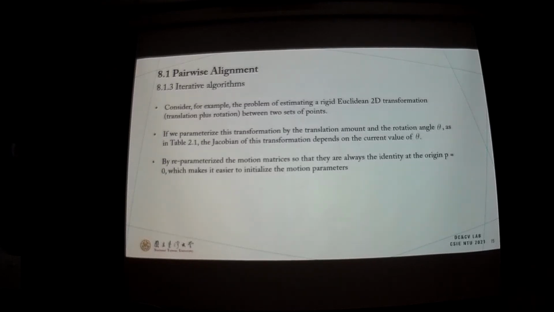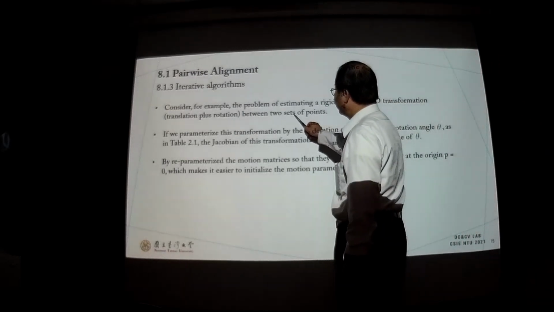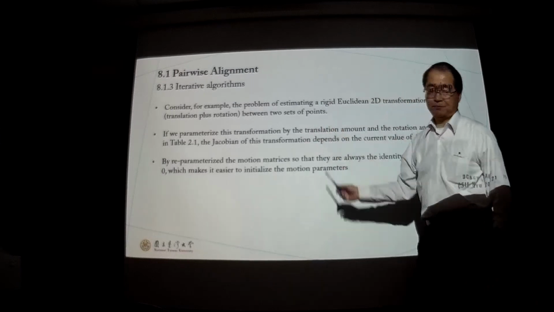So this is an example. Consider, for example, a problem of estimating a rigid Euclidean 3D transformation, translation plus rotation, between two sets of points. When you read this word, you should read it as two sets of points. Yeah, two sets of points.